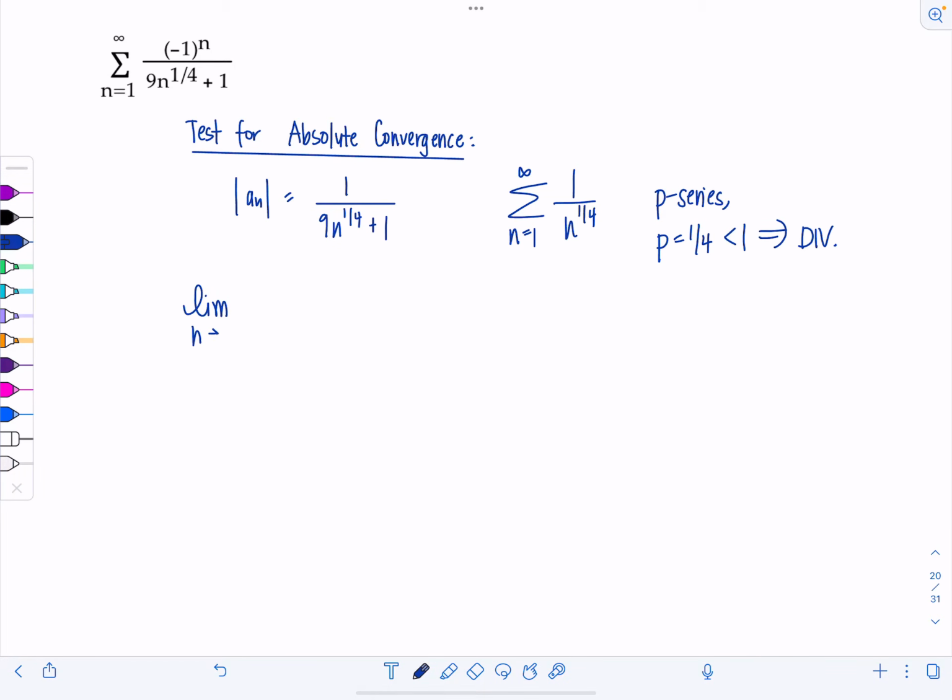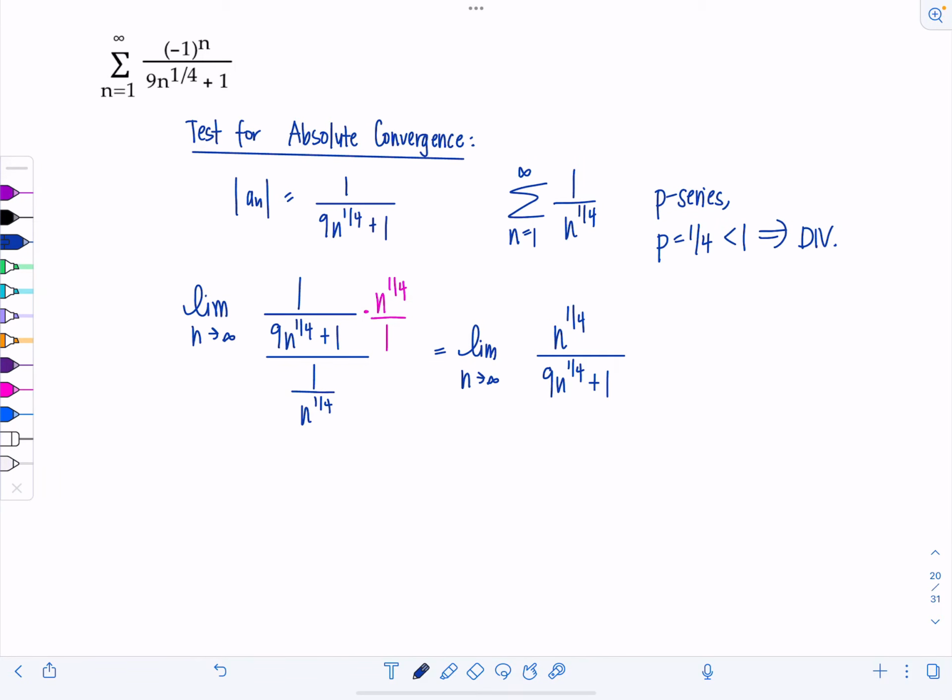So limit n goes to infinity of 1 over 9n to the 1/4 plus 1 over 1 over n to the 1/4. So that's the same as multiplying by n to the 1/4 over 1. That's going to be the limit, n goes to infinity, n to the 1/4 over 9n to the 1/4 plus 1.